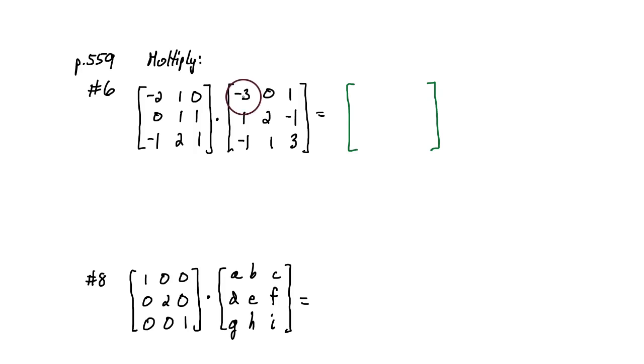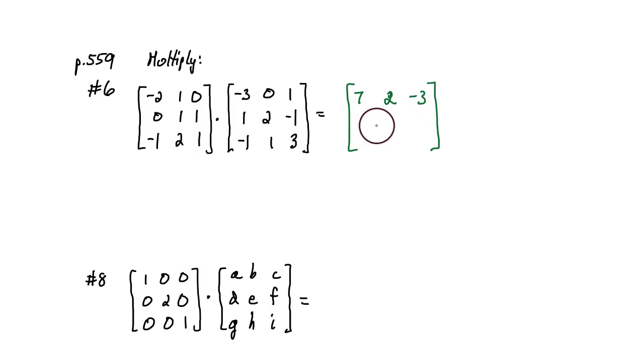You're doing some multiplying and adding. So negative 2 times negative 3 is 6, plus 1 times 1, now we have 7, plus 0 times negative 1, and that makes us 7. Now let's do the top middle. So use the top row and the middle column. So negative 2 times 0 is 0, plus 1 times 2, so now we have 2, plus 0 times 1, and that makes it 2. Now the top right. To get the top right, you're using this first row and this third column. Negative 2 times 1 is negative 2, plus 1 times negative 1, so now we're negative 3, plus 0 times 3, and so this is negative 3.